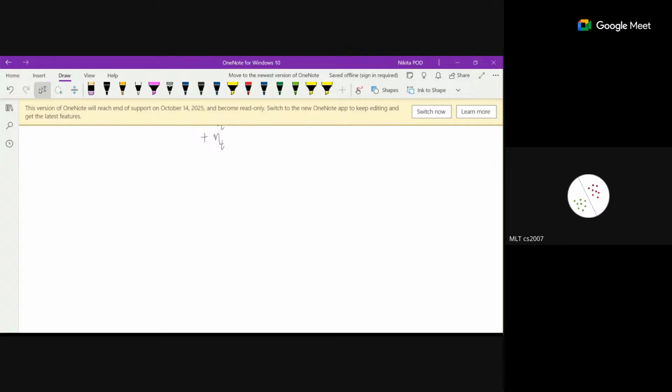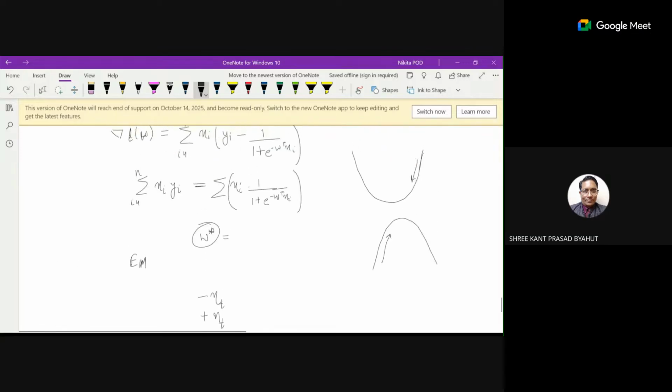Now moving forward to the next algorithm, we have the support vector machine. What is the value of W star here? W star we will get using the gradient ascent algorithm. So W(t+1) is W(t) plus eta t into the gradient of log L of W.